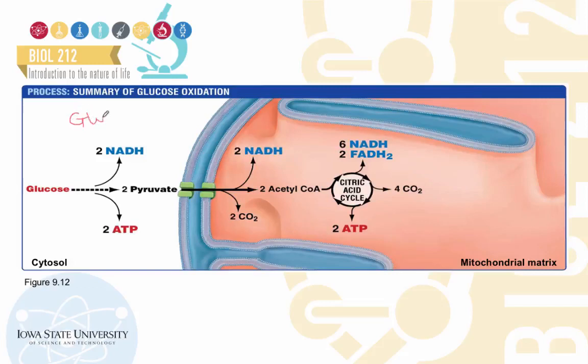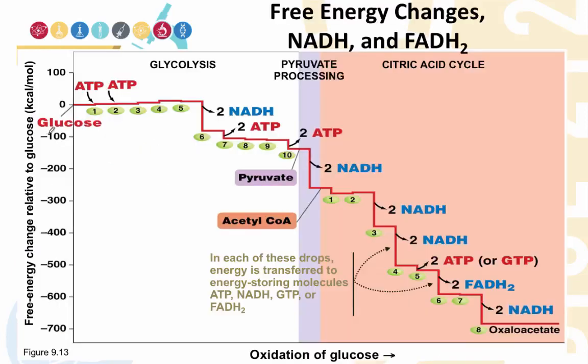At the end of glycolysis, pyruvate oxidation, and the citric acid cycle, one molecule of glucose is completely oxidized to carbon dioxide. Glucose oxidation also leads to the production of NADH, FADH2, and ATP.